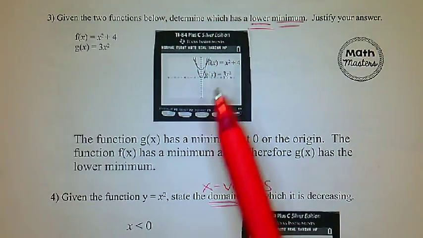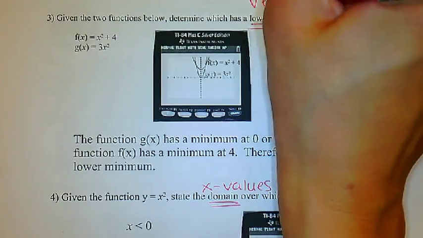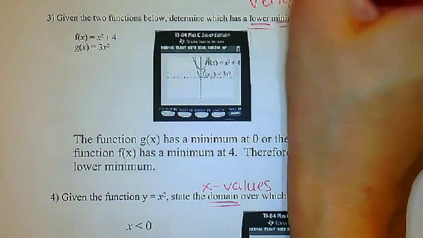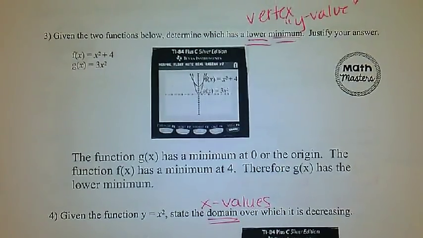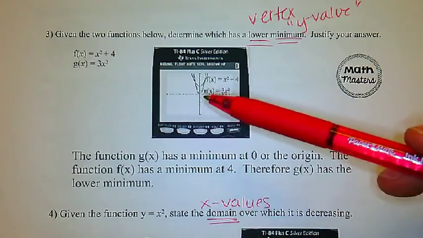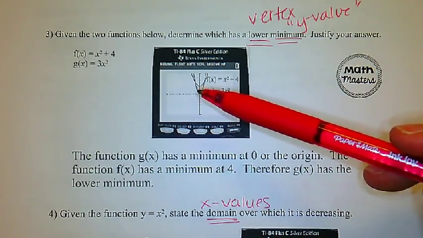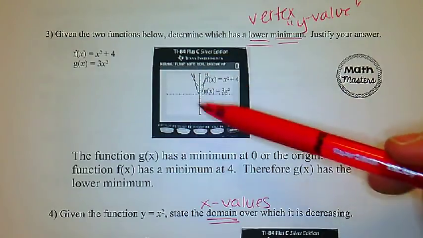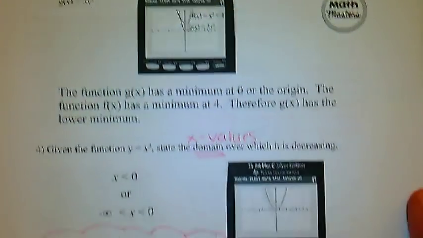Okay, for number 3, it would be best to put them into your calculator. You're looking for the lower minimum, so we find the vertex. Okay, so we want the y value of the vertex. All right, so if I look at those, I would get 0 for g of x, and then a 4 for f of x. So my answer would be g of x has the lower minimum.